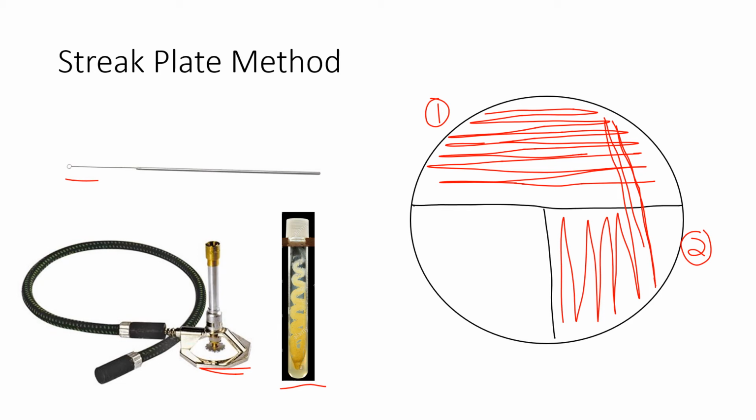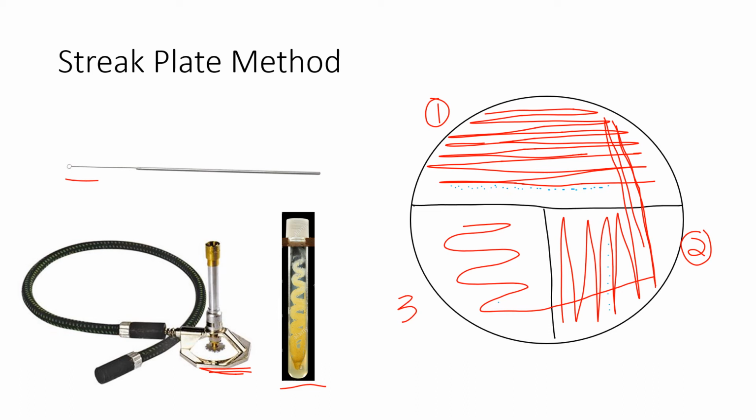Then again, flame the loop to kill off the excess bacteria on the loop, and then you are going to make your third streak. For this, pick up the bacteria from the second streak and make your third streak. And of course, the point of this is to separate out the bacteria. So if in your original streak you have lots and lots of bacteria all crowded together, hopefully in the second streak you will be spreading them out.